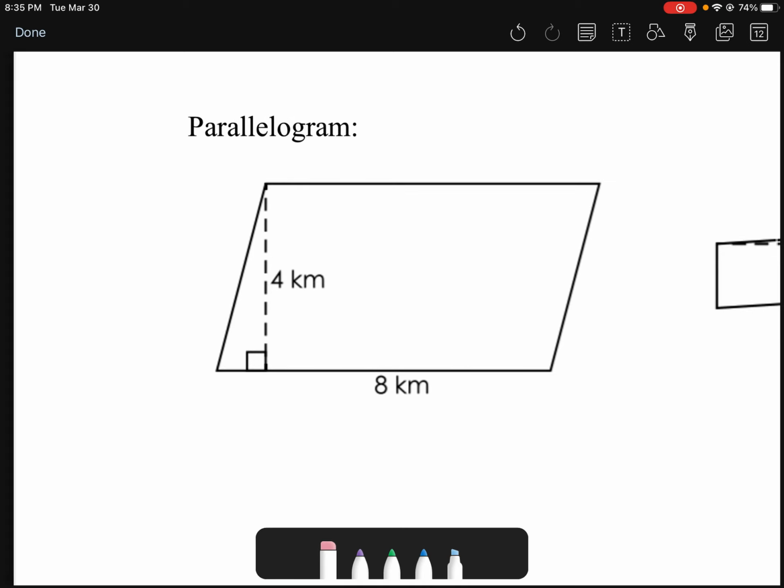So looking at my first one, I can see that this is a parallelogram. My area formula is base times the height. Again, it's the two numbers that are perpendicular to each other.